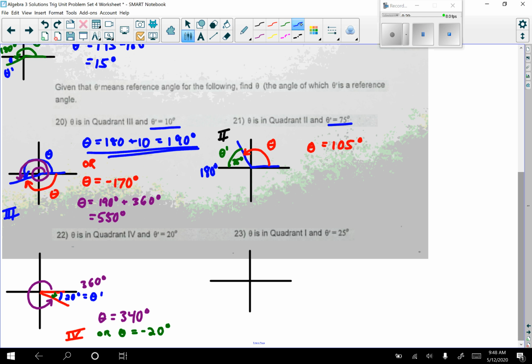And then our last one, go ahead and pause again, sketch the initial side and determine where that terminal side is going to be. We are in quadrant 1. So theta prime is equal to 25. Now this one maybe doesn't even require a sketch, but we have our initial side. If we're in quadrant 1 and theta prime is 25 degrees, that just means we're 25 degrees above the x-axis. So this is theta prime. It's also theta. One easy answer to say here is we're in the first quadrant. Remember, theta prime is equal to theta. So theta is also equal to 25 degrees.